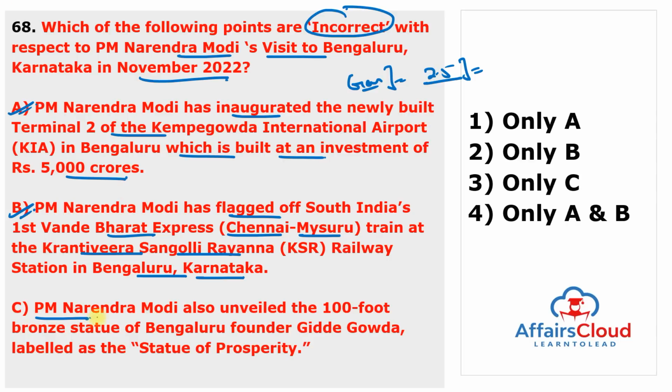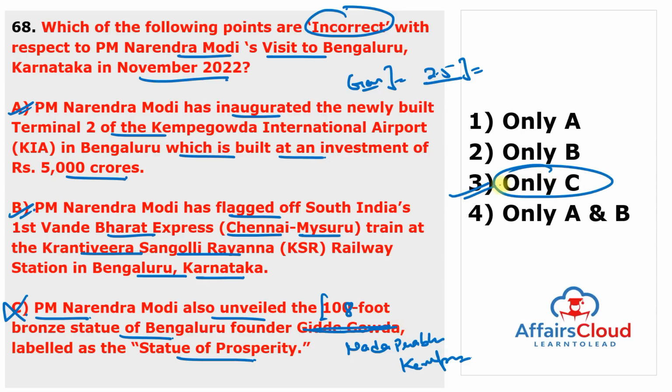Third statement is Prime Minister Narendra Modi also unveiled the 100-foot bronze statue of Bengaluru founder Gide Gowda. This is wrong. Bengaluru founder is not Gide Gowda. Bengaluru founder is Nada Prabhu Kempegowda. So this is not 100 foot, this is 108 foot. So the 108-foot bronze statue of Bengaluru founder Nada Prabhu Kempegowda, labeled as the Statue of Prosperity, was unveiled by Prime Minister Narendra Modi ji. And this statement is wrong because we corrected it. According to the World Book of Records, it is the first and the highest bronze statue of a city founder. So the only incorrect statement is C. So the answer of this question is only C.